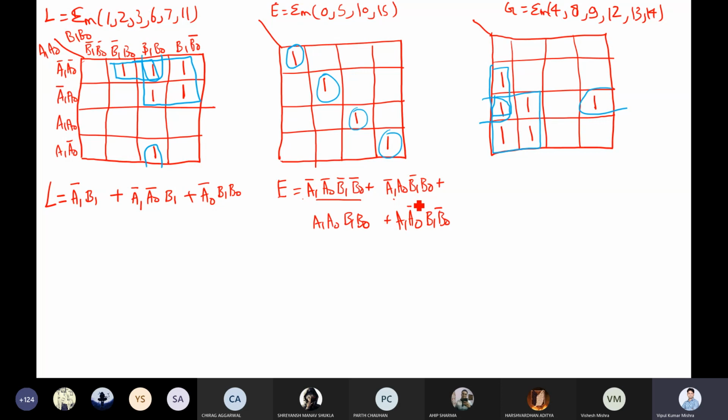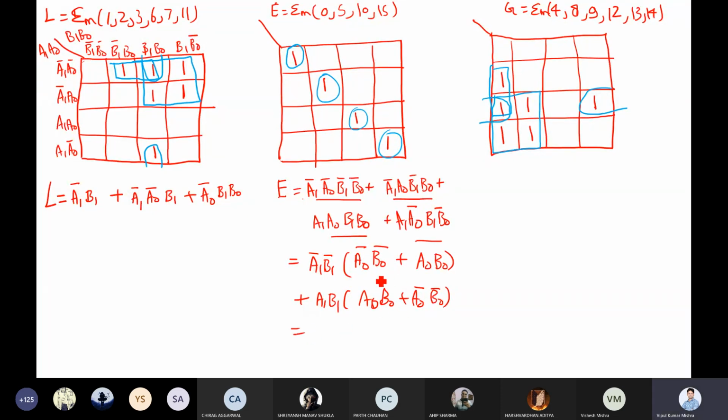So let's take these two first and then these two first. For the first two, what is common? A1 bar, B1 bar. Can we take this common? Then you will remain with A0 bar, B0 bar plus A0, B0. What about the second? You'll get A1, B1 common, A0, B0 plus A0 bar, B0 bar.